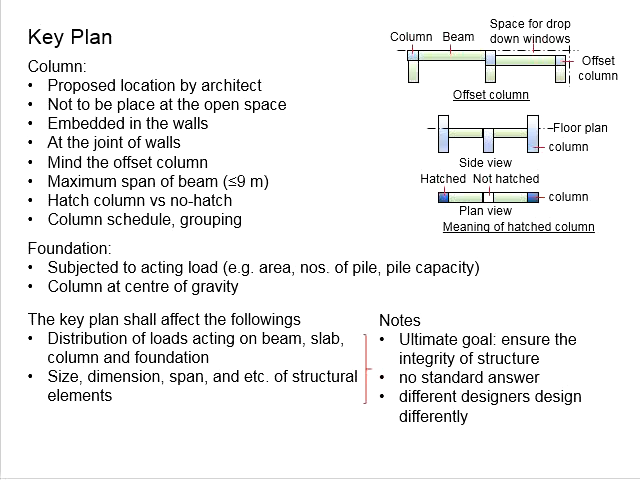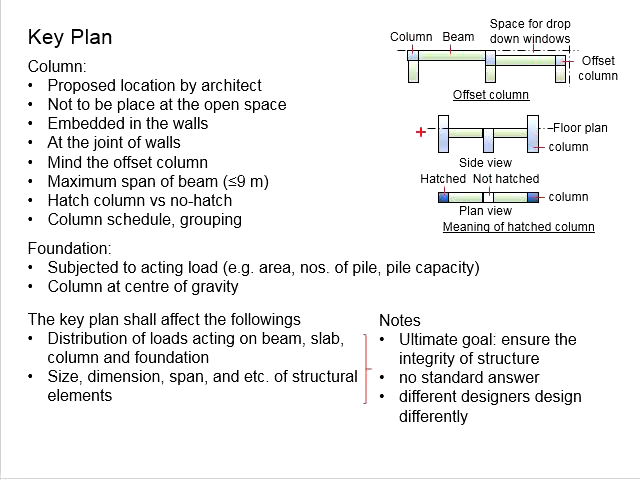You can't simply hatch the column, or decide not to hatch the column, and expect the contractors to understand how you intend the columns to be. You know that when the column is hatched in the key plan, something like this, that means the column will penetrate through the floor plan and go up from the floor plan.